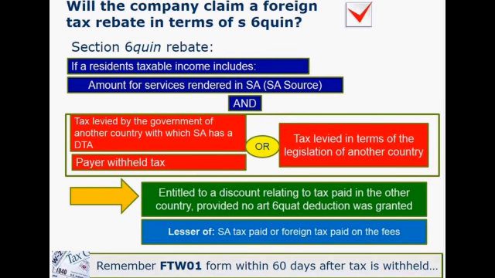Right, and okay, there's a question asking in which year of assessment you claim for the FTW01 form. You'll be claiming it in the year of assessment in which the income that was subject to the foreign tax is included in your South African taxable income. But in whatever year that income is included, you have to get the FTW01 form within 50 days after the tax was filed. Okay.